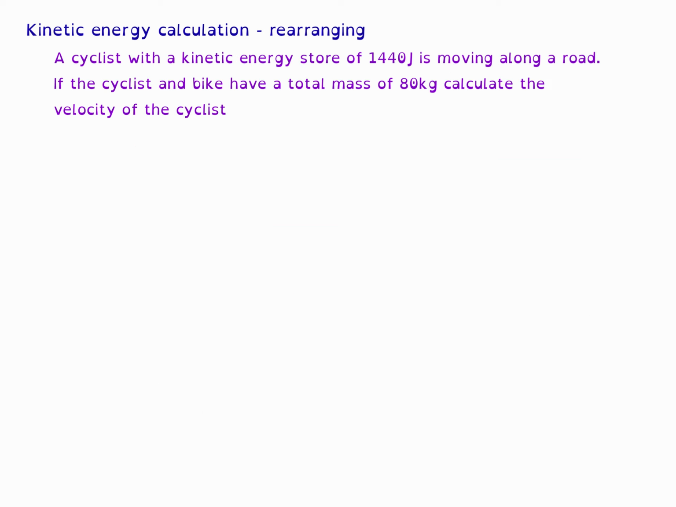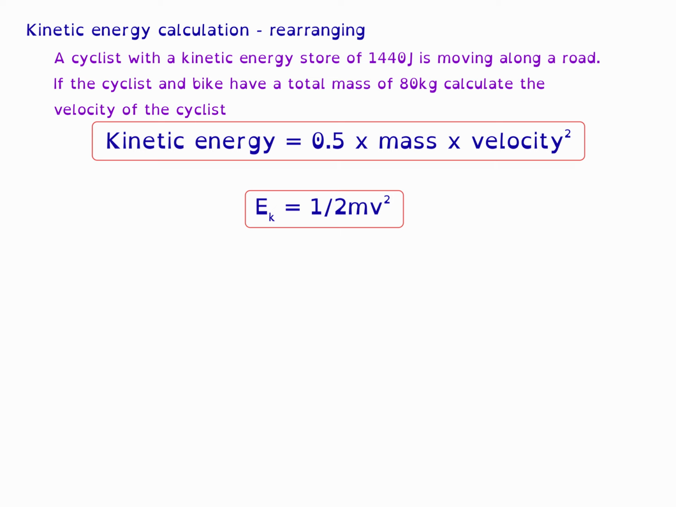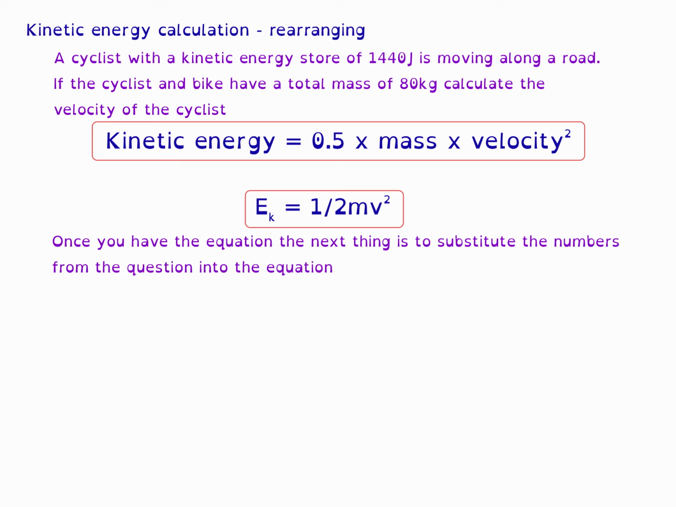kilograms. A cyclist with a kinetic energy store of 1,440 joules is moving along a road. If the cyclist and bike have a total mass of 80 kilograms, calculate the velocity of the cyclist. First, we need our equation, which is kinetic energy equals 0.5 times the mass times the velocity squared. And once we have our equation, the next thing we need to do is substitute the numbers from the question into the equation. And that gives us 1,440 equals 0.5 times 80 times v squared.